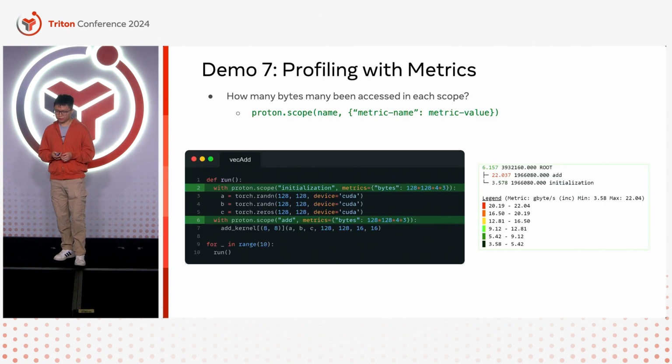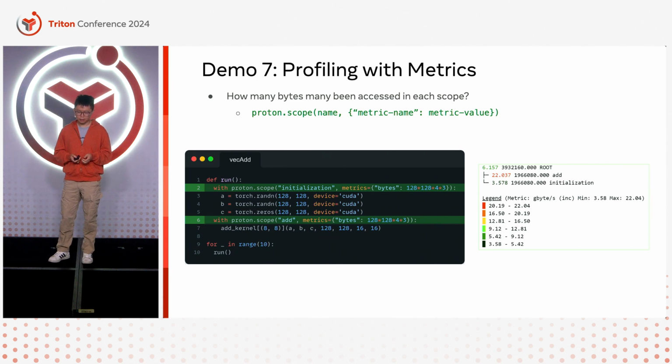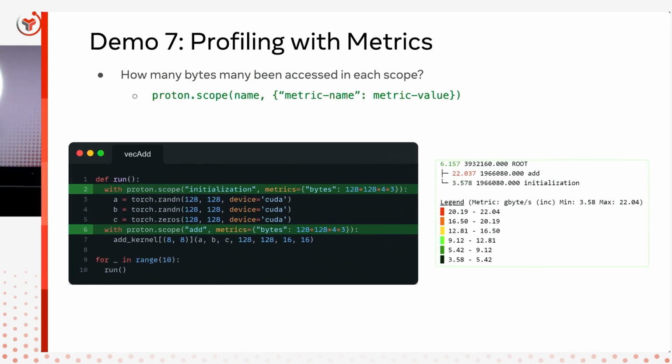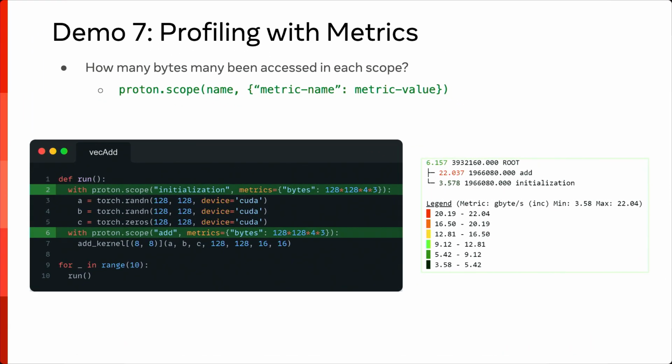So to supply the metrics, this is just another field in the scope API. Previously, we talked about how we can supply a name to rename the scope. But there's also another argument, which is a dictionary that you can supply to the scope API. This dictionary has the key as the metric name and the value being the metric value. Currently, we only support metric values of integer or double.